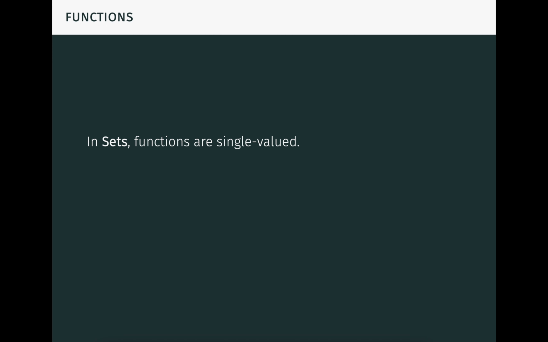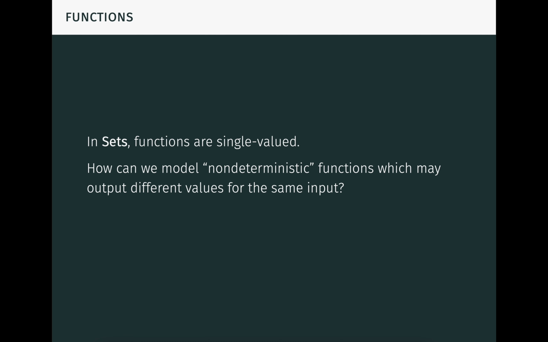In the category of sets, functions are single-valued. Corresponding to each input value in the domain of a function, there's a single determinate output value in the codomain. An interesting question is, how can we model non-deterministic functions, which may output different values for the same input? One way is to use functions which output sets of values.